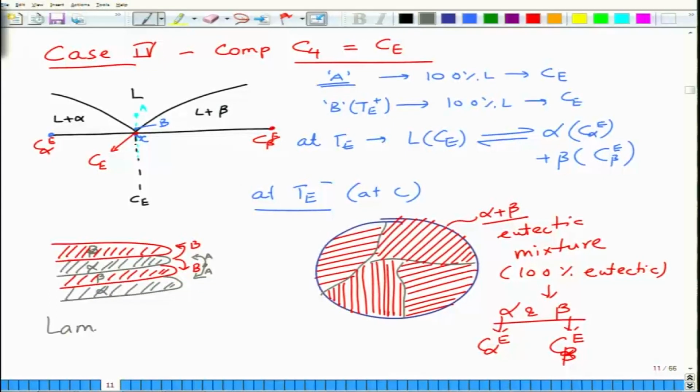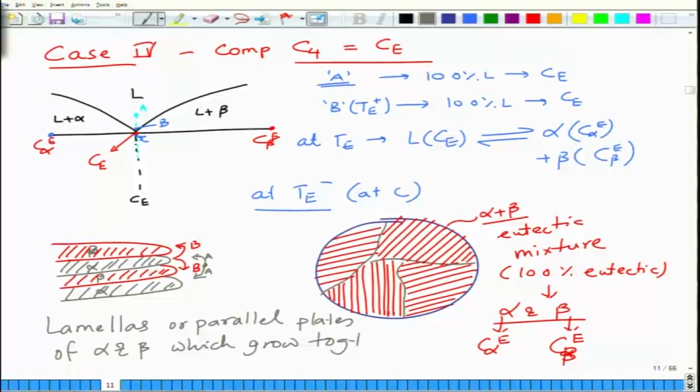So these are lamellas, or parallel plates of alpha and beta, which grow together through solute partitioning. Okay. So this is how the microstructure of a eutectic would typically look like: parallel plates of alpha and beta. The composition of alpha would be C alpha E, composition of beta would be C beta E, but the overall composition of alpha and beta would be CE. We will come to the alloy fractions, phase fractions a little while later.